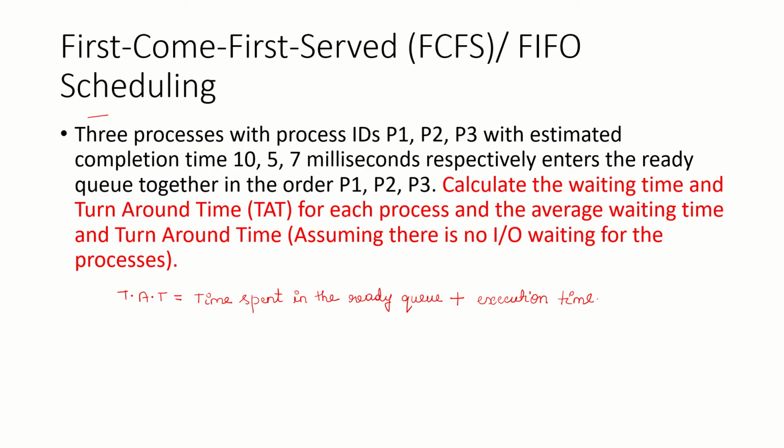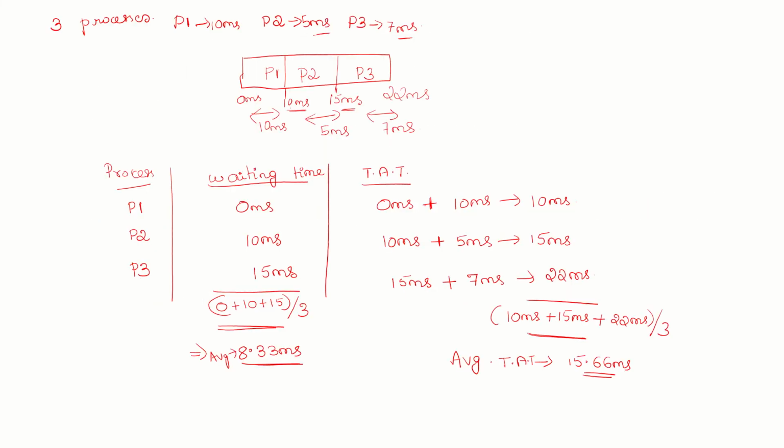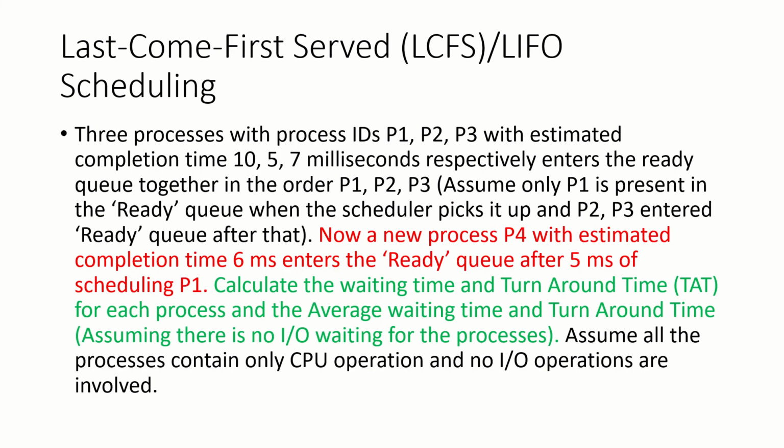Now let us move to the second scheduling algorithm. What is that? The second algorithm we have here is last come first served. As the name indicates, it is LCFS, or it can also be called LIFO. Here, processes will come into the ready queue, but we will consider the last come process first and the first come process at the last. While solving we will understand this.